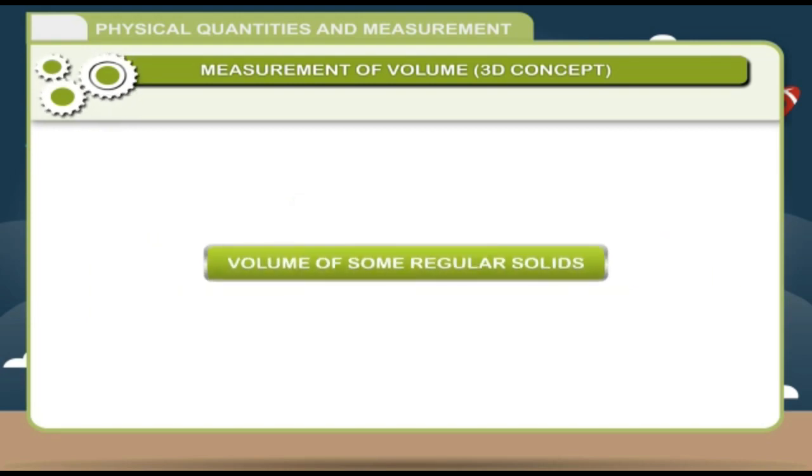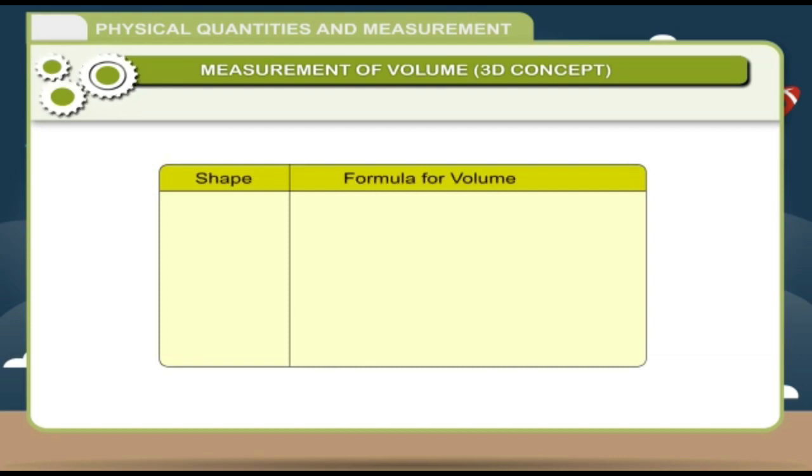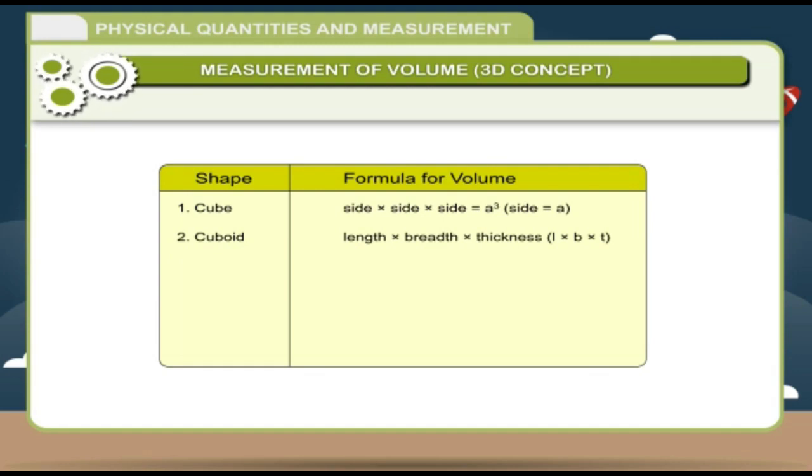Volume of some regular solids. Shape, formula for volume. 1. Cube, side into side into side, which is equal to a cube, where side is equal to a. 2. Cuboid, length into breadth into thickness, l into b into t. 3. Cylinder, pi r square h. 4. Sphere, 4 by 3 pi r cube. 5. Cone, 1 by 3 pi r square h.